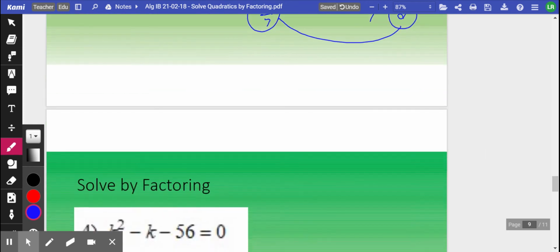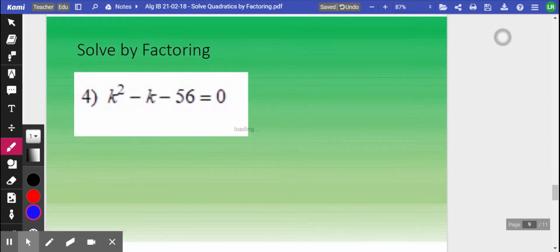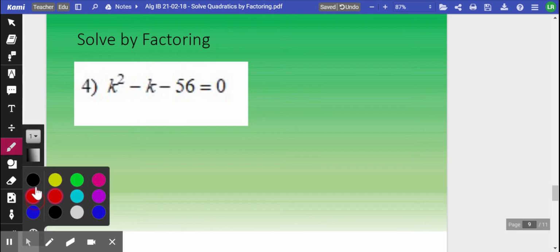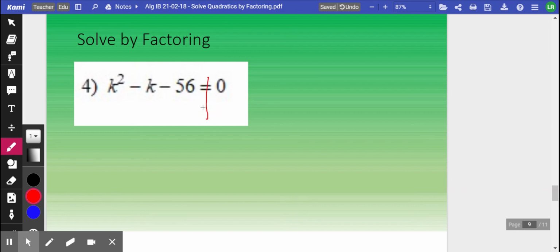One more here together. We got k squared minus k minus 56 equals 0. Oh, thank goodness. It already says equals 0, so I don't got to move anything around. Just make sure it's in the right order: k squared, k, number. Okay, so that's good.